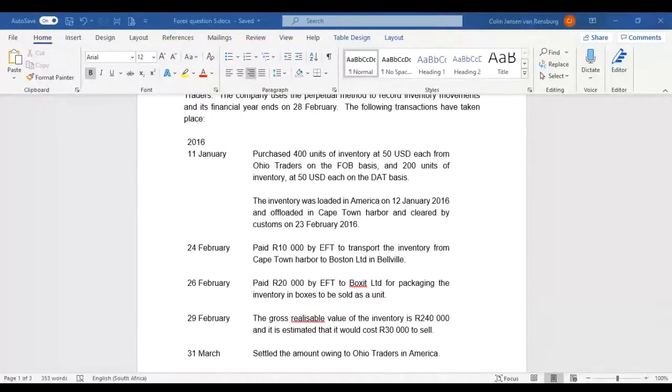Okay, now the second question, which I started asking a little bit earlier. So if we are using the perpetual inventory system, which account are we then going to debit with that cost of 10,000 rands? Which one are we going to debit? You can type for me there, please.